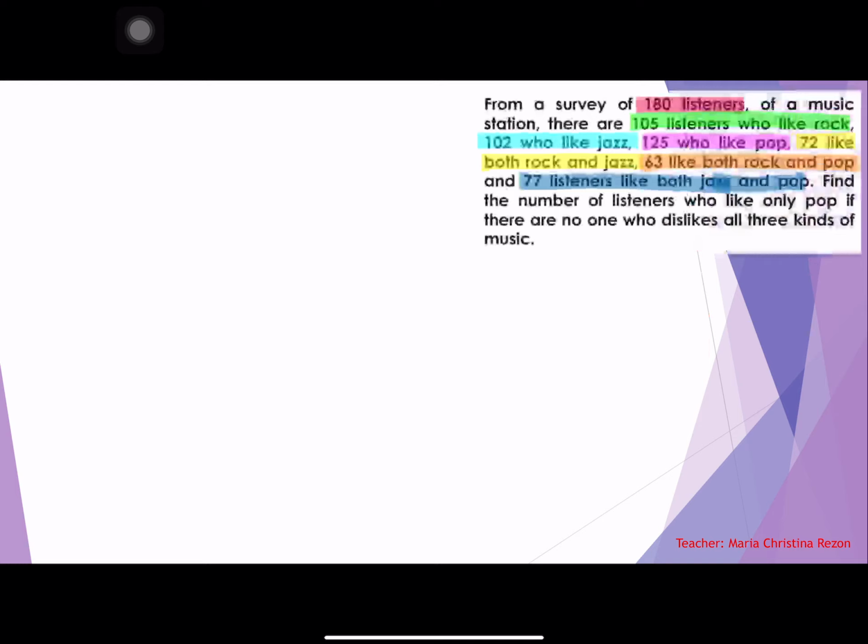So we will have to do some representations. We will just use the first letter of the type of music here. So you have R for rock, which is equal to 105. And then you have jazz, which is equal to 102. And then of course you have pop, which is equal to 125.